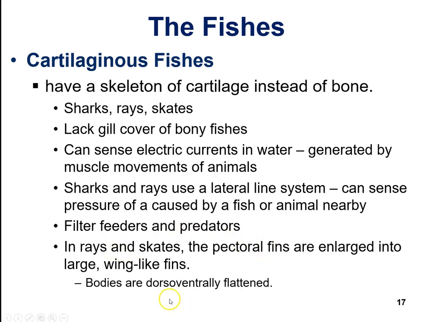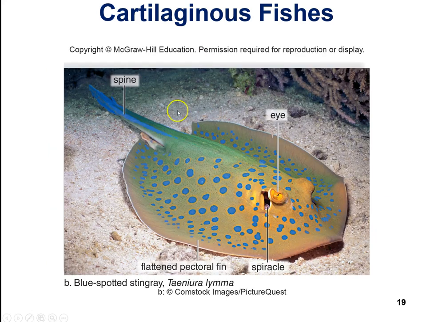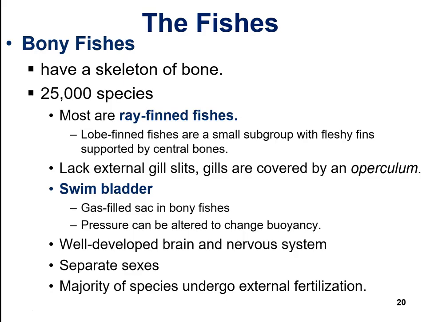Okay, they're filter feeders. Obviously, they're predators. And in rays and skates, the pectoral fins are enlarged to make these large wing-like fins, and they have these flattened bodies. Again, if you want to think of cartilaginous fishes, think of sharks, rays, and skates. So here's a picture of a shark, and here's a picture of a ray. You can see how flat they are, with their fins sort of enlarged.